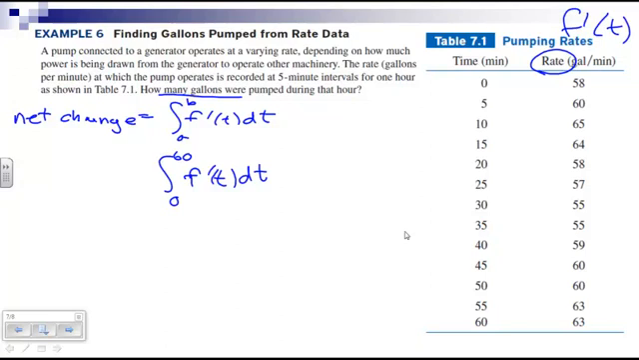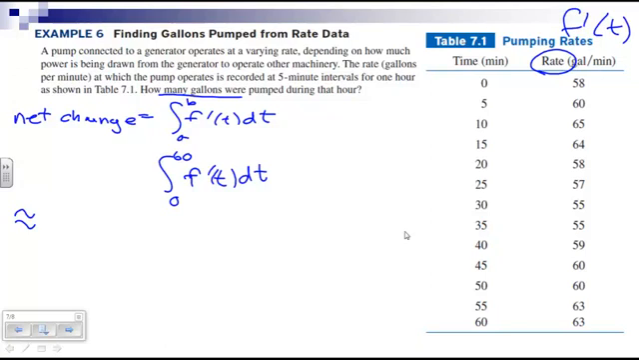Now, we have a choice. We don't actually have a function that we can find the antiderivative of. But, you know, that's the way life is sometimes. You're longing for something to take the antiderivative of, and it's just not there for you. So what can we do? Well, we can estimate the value of this integral by using a Riemann sum.